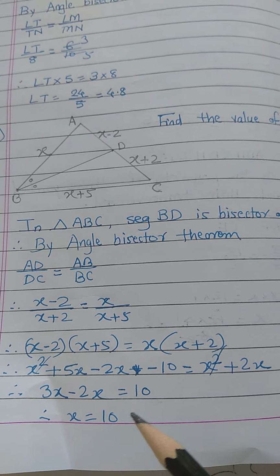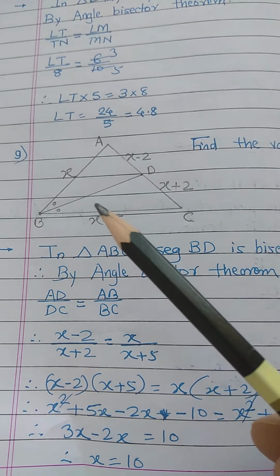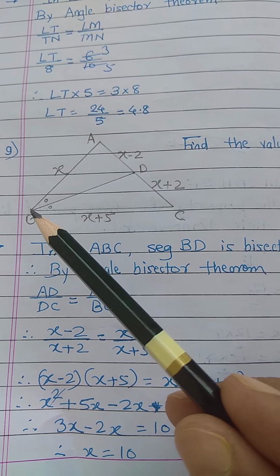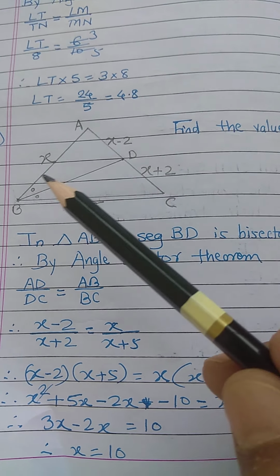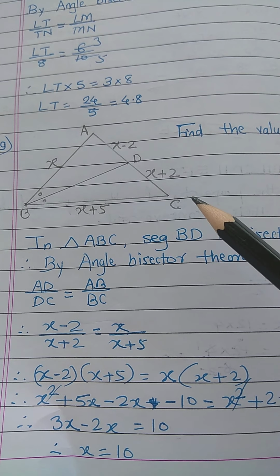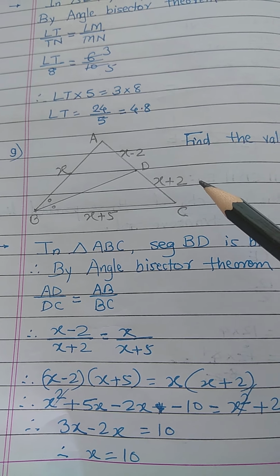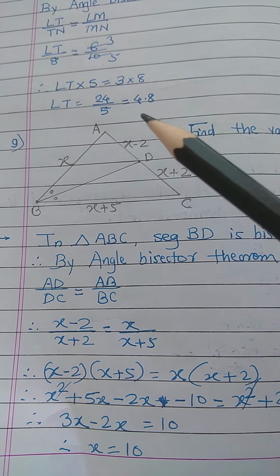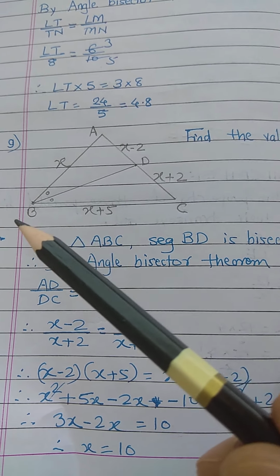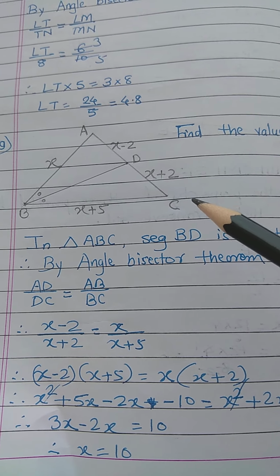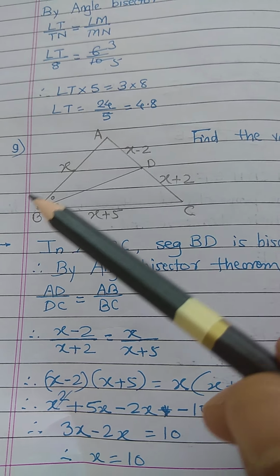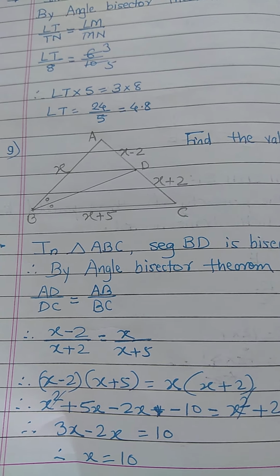Hence the answer. Once again, the angle bisector theorem: the bisector of the angle divides the side opposite to the angle in the ratio which is equal to the ratio of the two remaining sides. Here it is AD upon DC, that should be equal to AB upon BC.